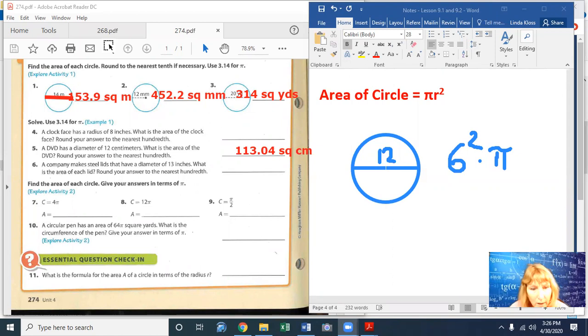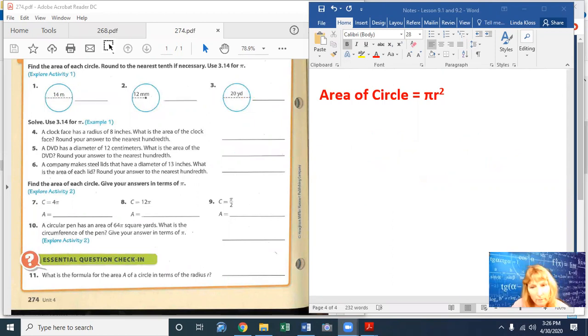Number 6, a company makes steel lids that have a diameter of 13 inches. What is the area of each lid? Round your answer to the nearest hundredth. I'm going to let you do that one. I want to get into some of these other ones. So I'm going to clear everything as we go on to number 7.